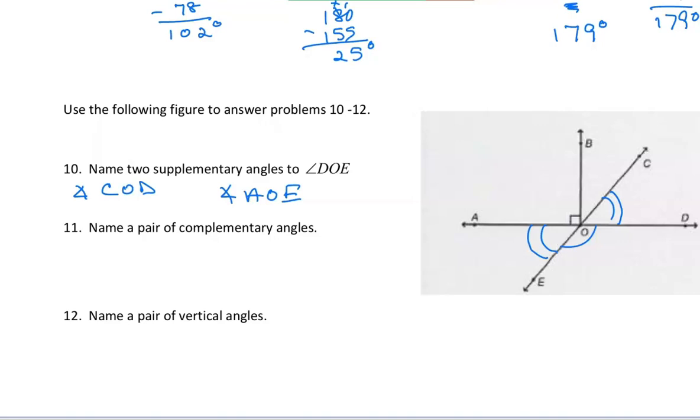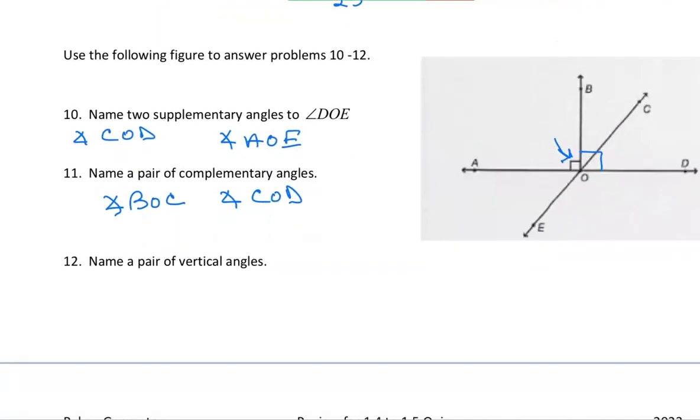Okay, next, name a pair of complementary angles. So if it's complementary, they have to sum to 90. So let me get rid of the marks I just put. Let me show you something. Do you see how this box is 90 right here? Well, this is also going to be 90. So a pair of complementary angles are going to be angle BOC and angle COD. Okay, what about vertical? So let me erase what I just had so I can illustrate vertical for you. Okay, vertical have to share a vertex and have rays that extend in opposite directions. So let's see, I have this.